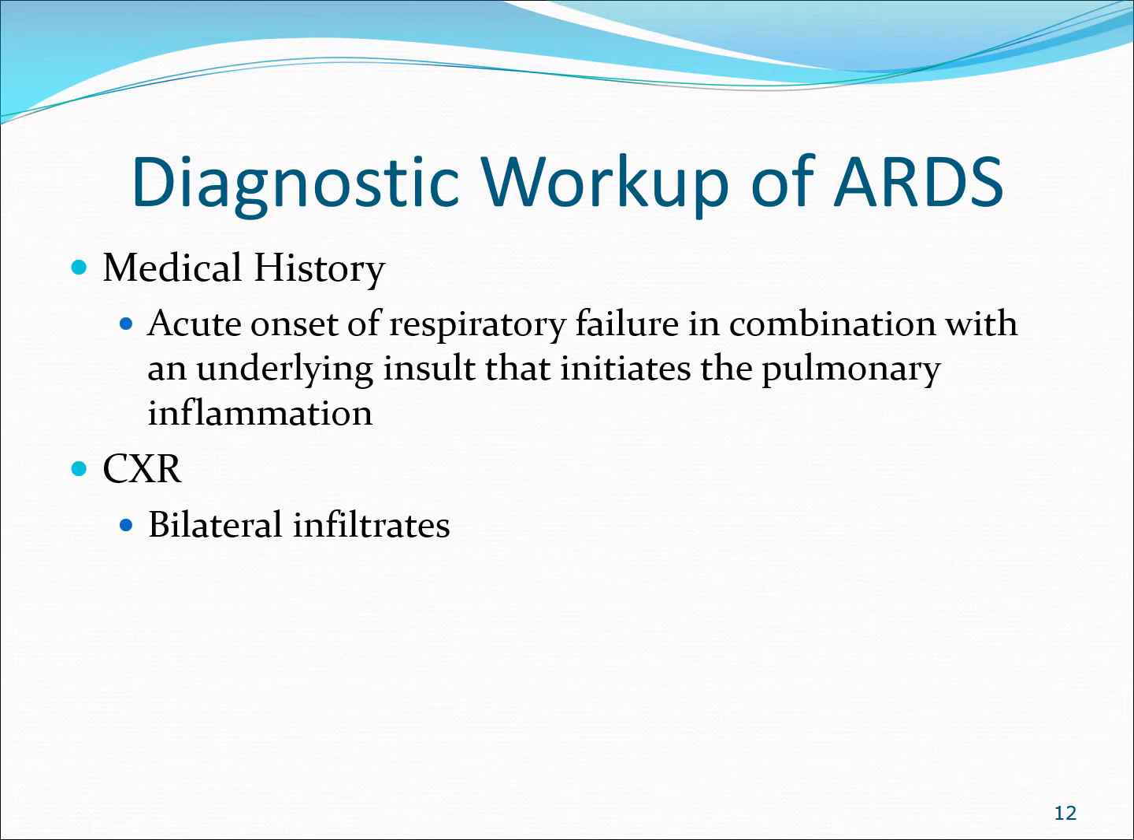So the diagnostic workup for ARDS consists of the medical history, a chest x-ray, and a blood gas. I should have put a blood gas there. In regards to the medical history, you want to know what caused this. Do they have an underlying infection? Did they breathe in some toxic gas? What's going on? Why did they get this? Did they have pancreatitis? Do they have chest trauma? And then with the x-ray, you want to see the bilateral infiltrates, and an ABG will tell you what your PF ratio is. So these are the basic diagnostic workup for ARDS.